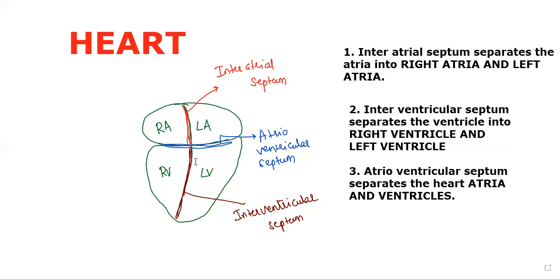Right atria and left atria are separated by the interatrial septum. Right ventricle and left ventricle are separated by the interventricular septum. Atria and ventricles are separated by the atrioventricular septum. Okay, then next, the next diagram which we are going to show, let me show you.